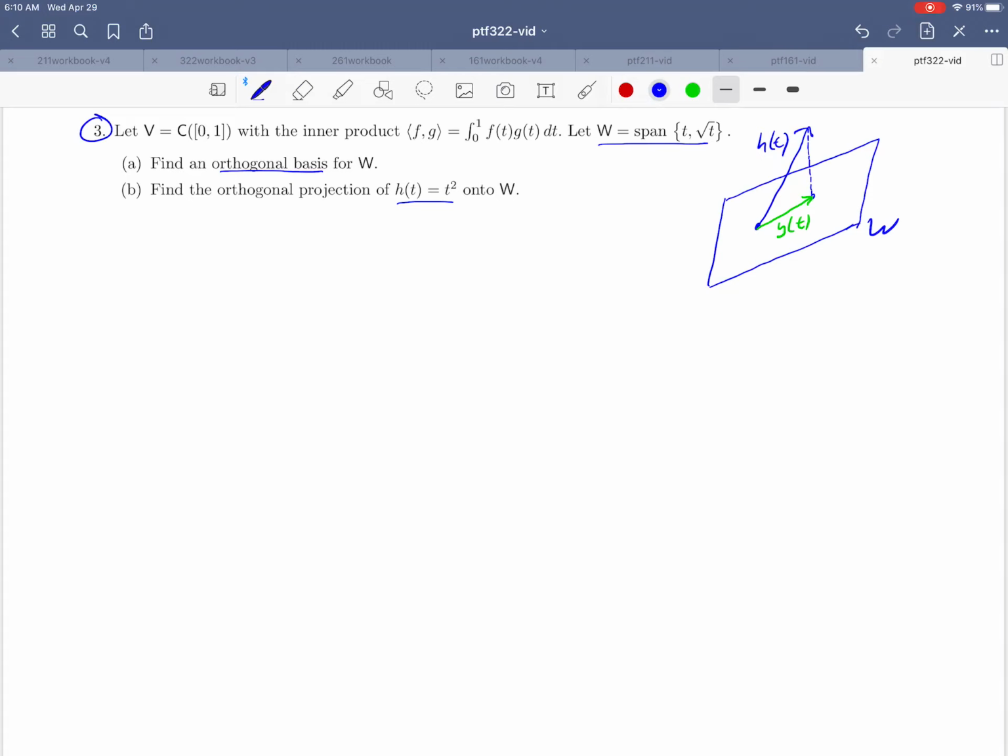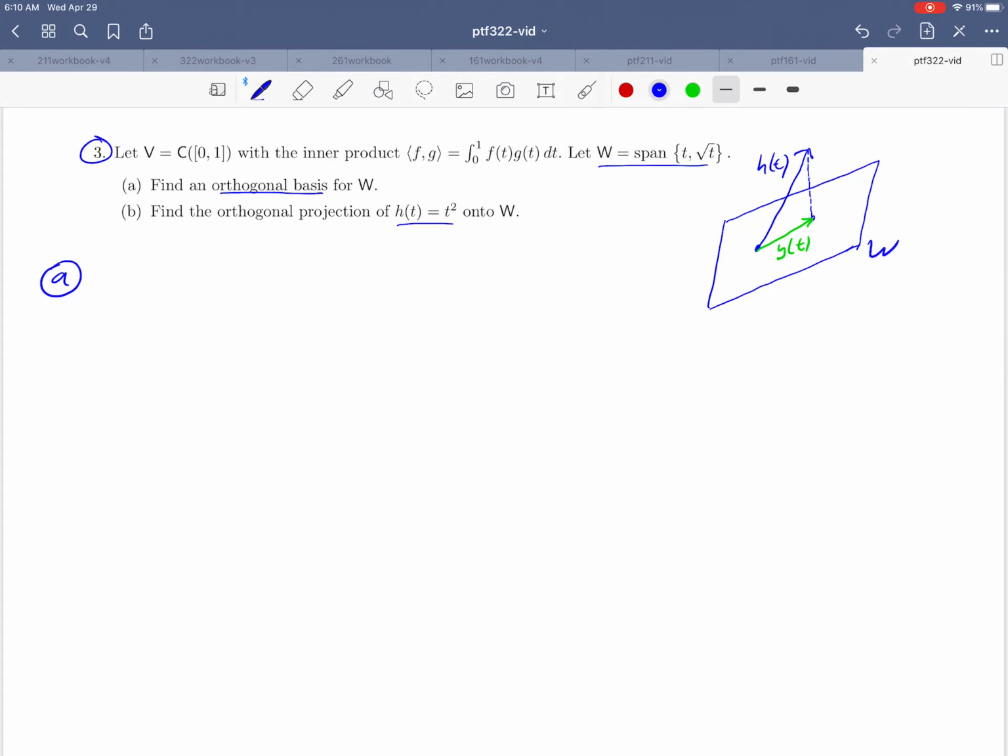We're going to start with part A, where they ask us to find an orthogonal basis for W. This is going to use the Gram-Schmidt process, so let's remind ourselves of the notation. We start with a basis for W. We generally gave those two vectors the names W1 and W2, which are t and the square root of t. We're going to transform that basis into an orthogonal basis for W. We start with the basis step: V1 is just equal to W1, which in our case is t. That's our starting point.